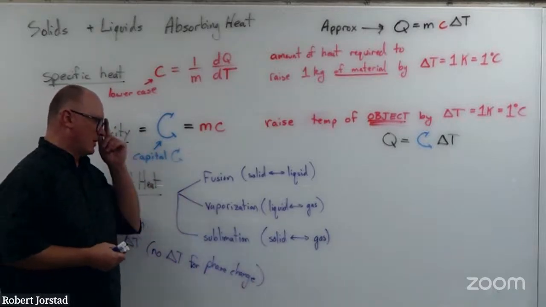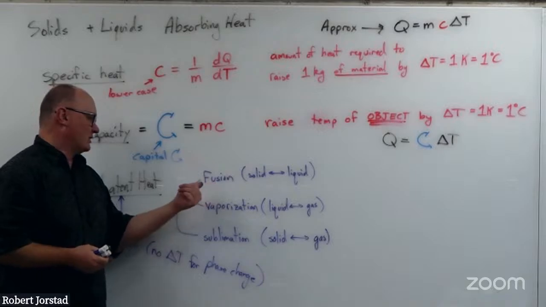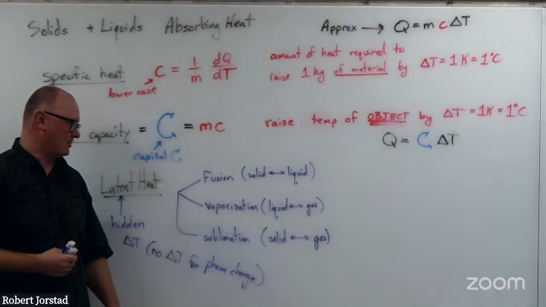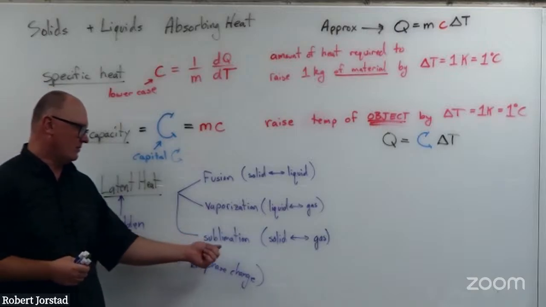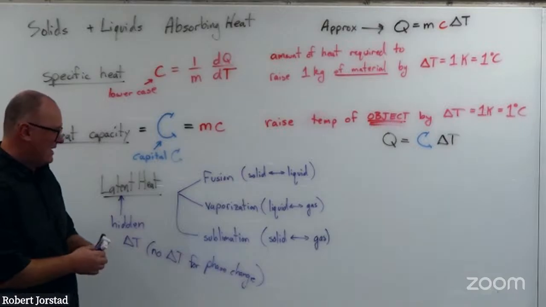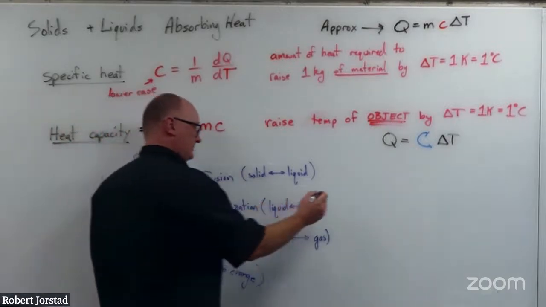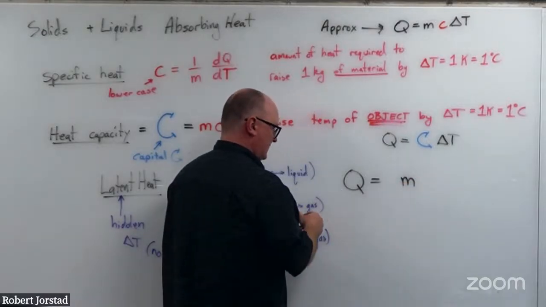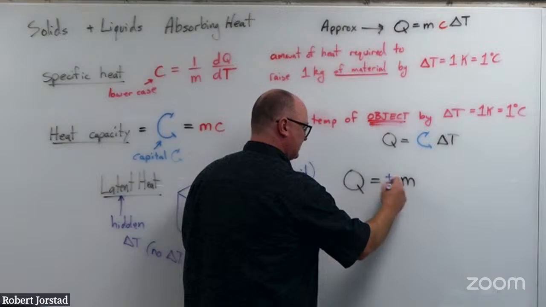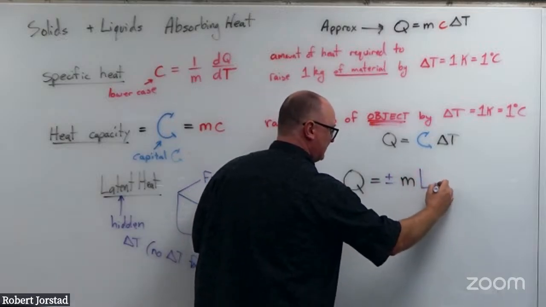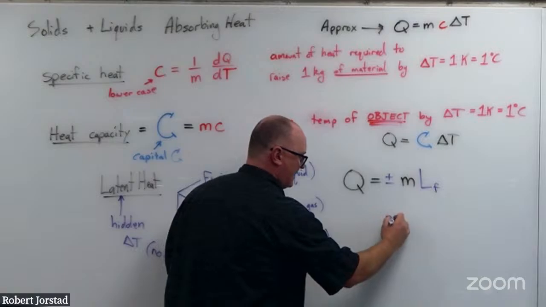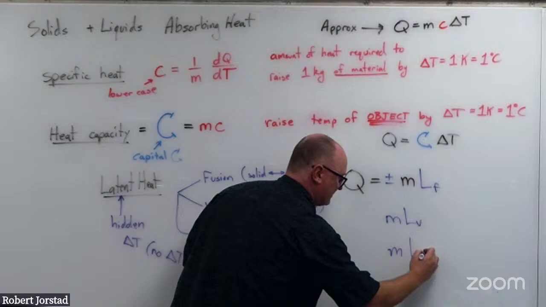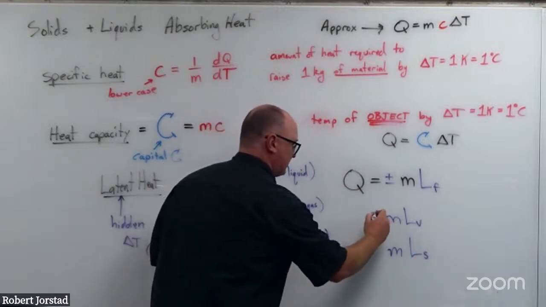All right, so if we're talking about solid going to a liquid, we're talking about latent heat of fusion. If we're talking about a liquid going to a gas, that's a latent heat of vaporization. And sublimation would be going, say, from solid directly to gas. The equation that governs this one is Q is equal to plus or minus M times latent heat of fusion. This one would be M times latent heat of vaporization, and this could be M times latent heat of sublimation. And there's always this plus or minus.